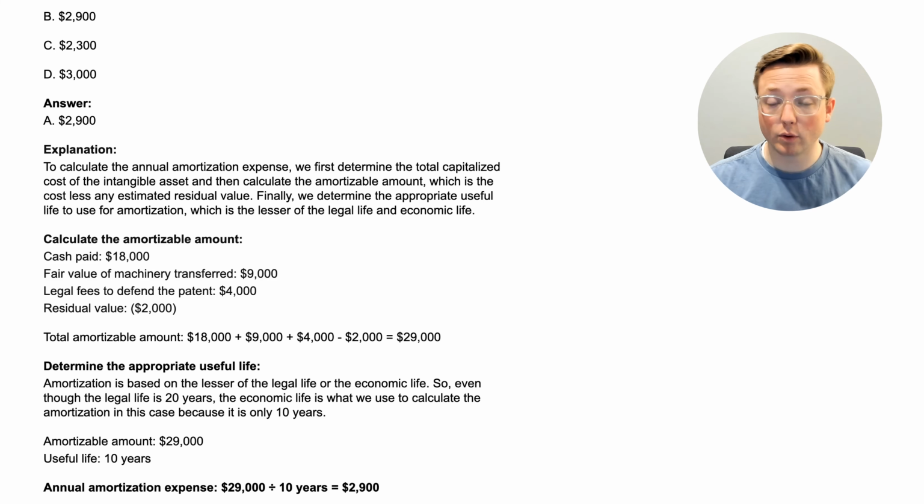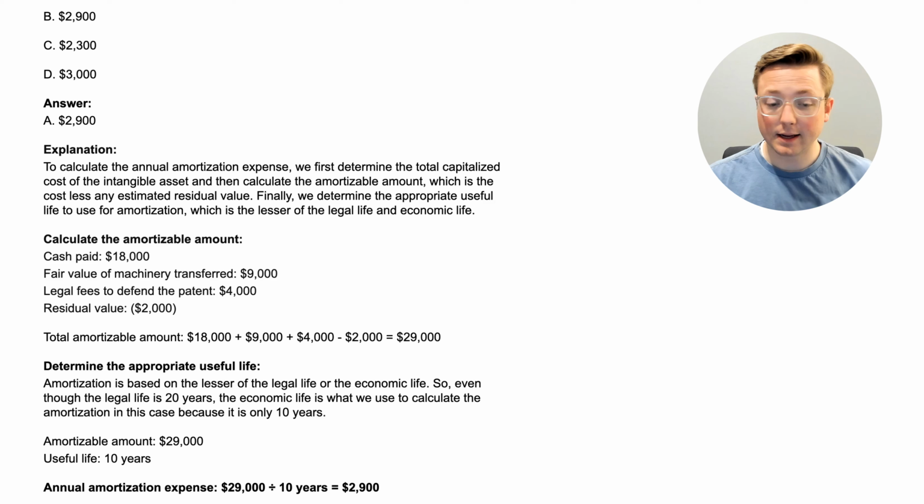So $18,000 plus $9,000 plus $4,000 less $2,000 is $29,000. That's the amount that's going to be amortized over the useful life. And the useful life, we're going to talk about that right here. Amortization is based on the lesser of the legal life or the economic life. So even though the patent has a legal life of 20 years, for accounting purposes, they're only expecting to get economic benefit from this patent for 10 years. So that's the number of years that we're going to use to amortize this patent.